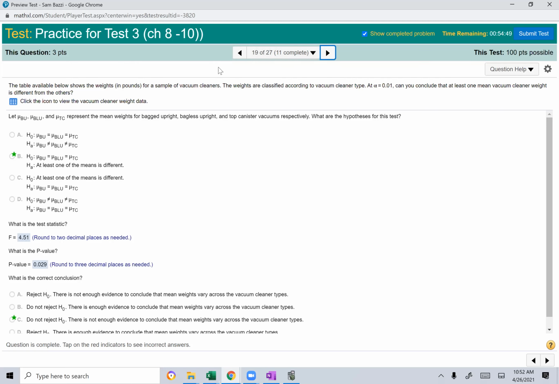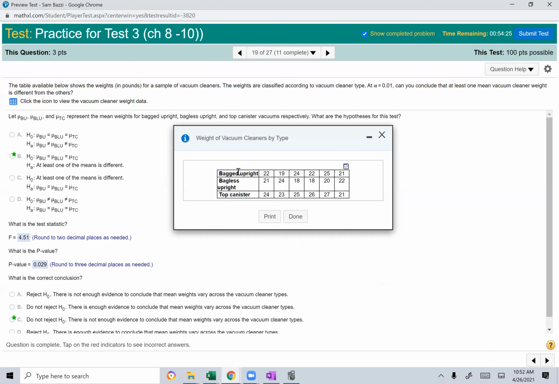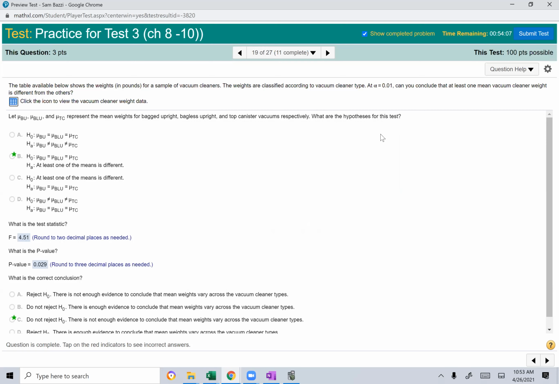Okay, now what we're doing, a question in section 10.4, analysis of variance. The table below shows the weights in pounds for a sample of vacuum cleaners. The weights are classified according to vacuum cleaners, at alpha equals 1%. Can you conclude at least one mean vacuum cleaner weight is different from the others? Look, guys, there's the hint I gave you. If you have a table that has more than 2 samples, you know it's ANOVA, analysis of variance, the last section in the book. So he wants us to check whether at least one mean is different from the others.